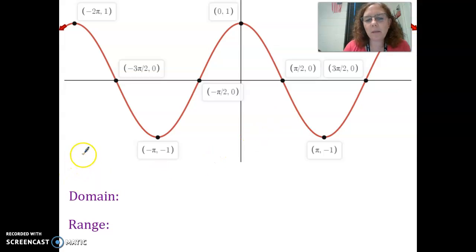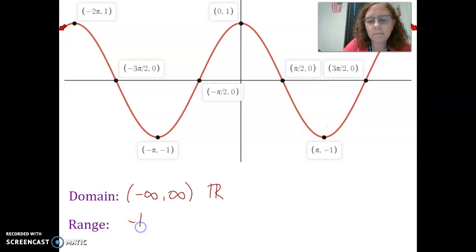So then what will my domain be? What means that it goes on and on forever to the left and on forever to the right? Well, that's going to be negative infinity to positive infinity, or I can use my all real numbers symbol. Okay, now range. Range is bottom to top. So what is the lowest that this graph goes? The lowest y value, because remember range goes with y, the lowest y value I'm going to have is negative 1. The highest y value that I'm going to have up here is positive 1.